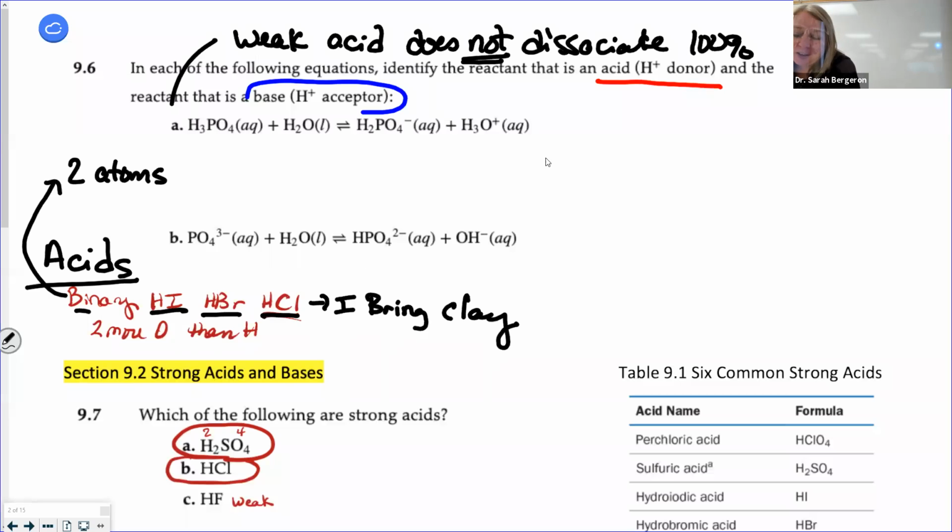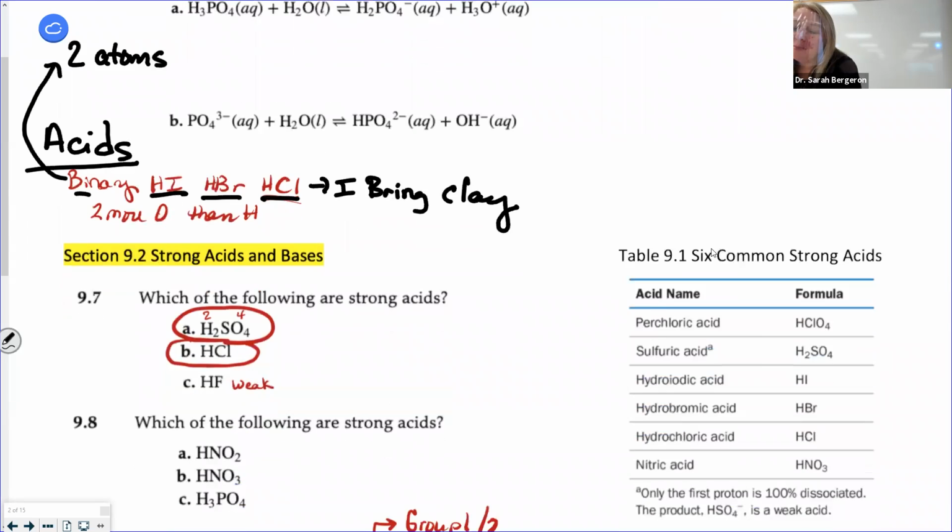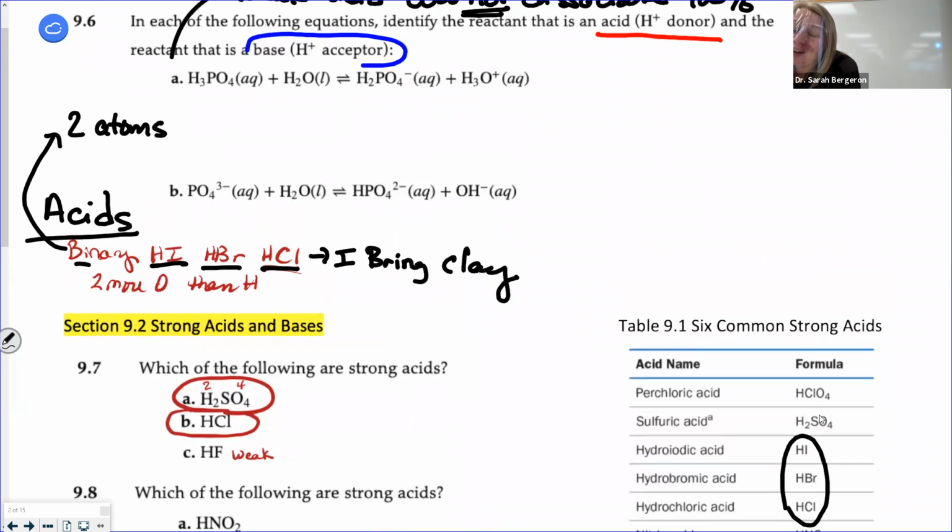Now, in case you forget that, go look on your best friend and you have this table of 6 common strong acids. Do you see the 3 binary acids? HI, HBr, HCl. I for iodine, Br for bromine, so bring, and then clay, Cl for clay. I bring clay, right? That's how you remember these are strong, but they're really on your best friend. But it's just nice to know that, so you don't have to go searching a bunch.